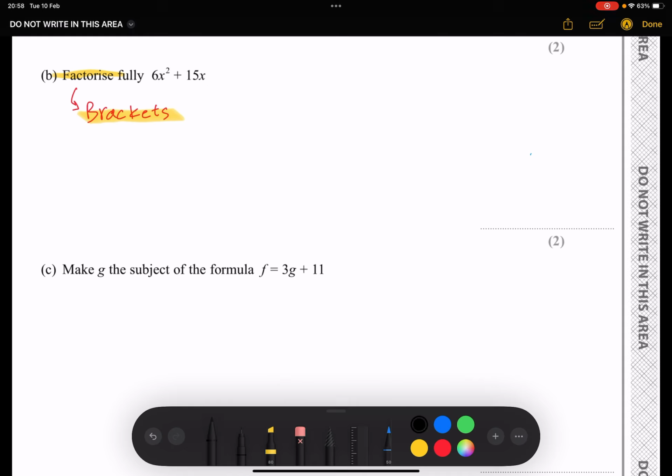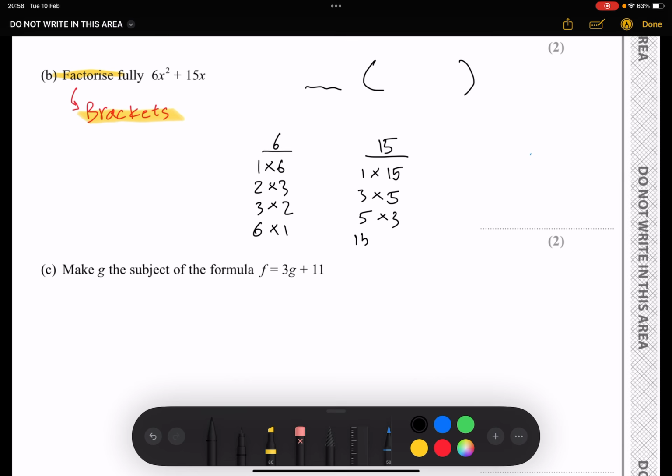The way to start is you need to find the common terms that go both inside 6x squared and 15x. This common term will be outside the bracket. So for the common term of 6 that goes both in 6 and 15: to have 6 you can have 1 times 6, 2 times 3, 3 times 2, 6 times 1. To have 15 you can have 1 times 15, 3 times 5, 5 times 3, and 15 times 1.